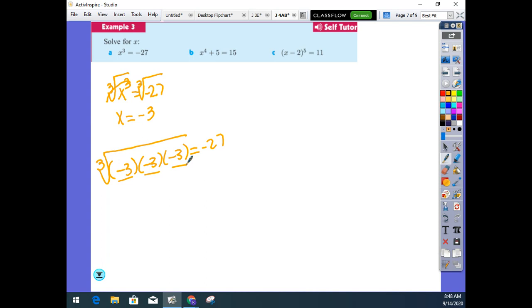All right, letter B, we first have to get x to the 4th by itself. Then I'm going to take the 4th root to counteract the 4th power, on both sides. And as soon as I take an even root, I need plus or minus the 4th root of 10. Here we just need to counteract the power first. So we'll take the 5th root of both sides. And since it's odd, I do not need the plus or minus. It's just the 5th root of 11, which we cannot break down.